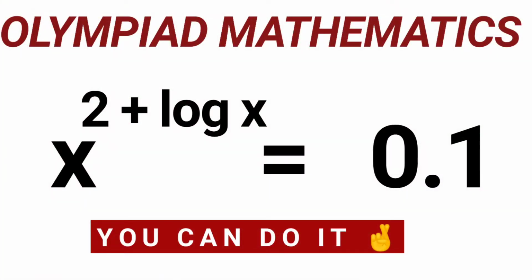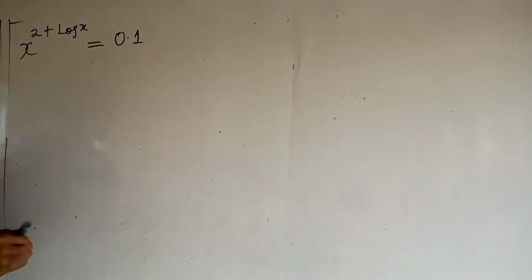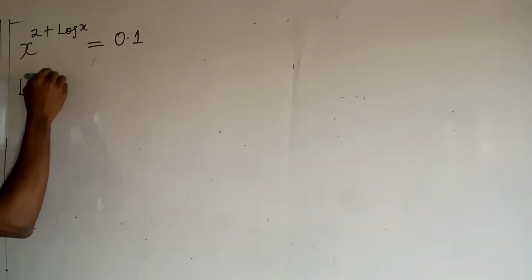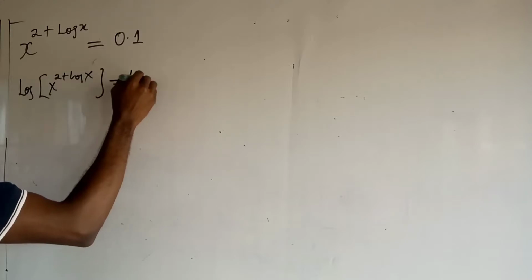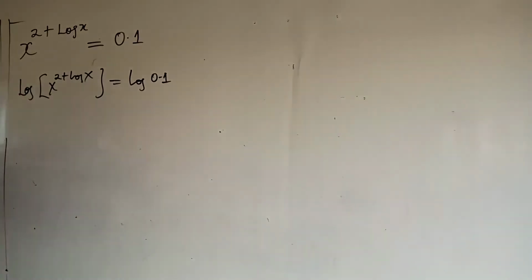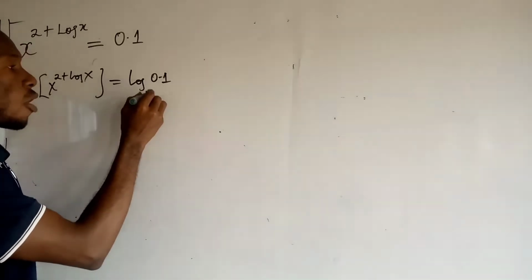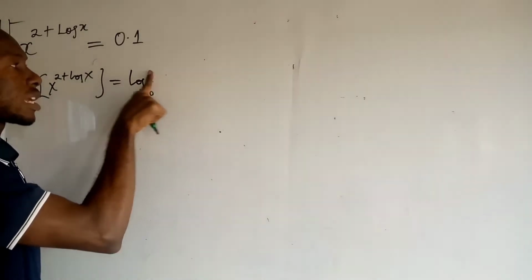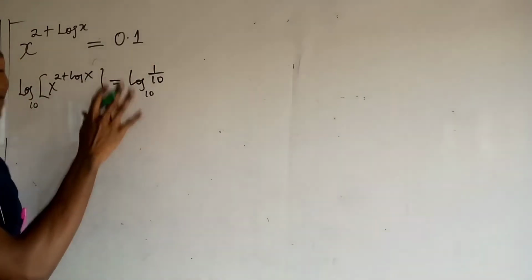Alright viewers, the first thing I want to do in this equation is to take the logarithm of both sides. So I'll say log of x^(2 + log x), all equal to log 0.1. And also, you know, when a logarithm is written without any base, it is automatically in base 10, alright? And this 0.1 can be written as 1 upon 10, in fraction.